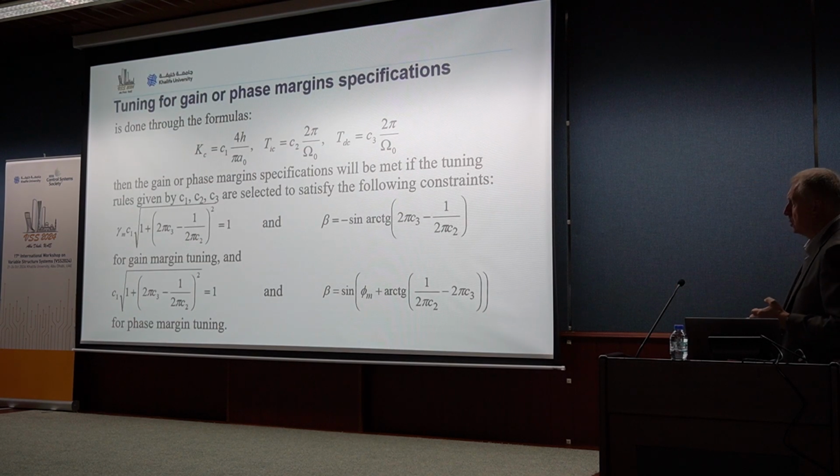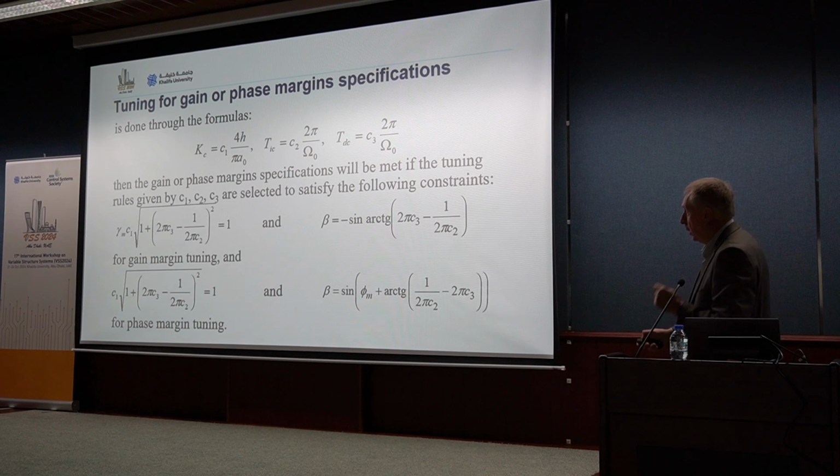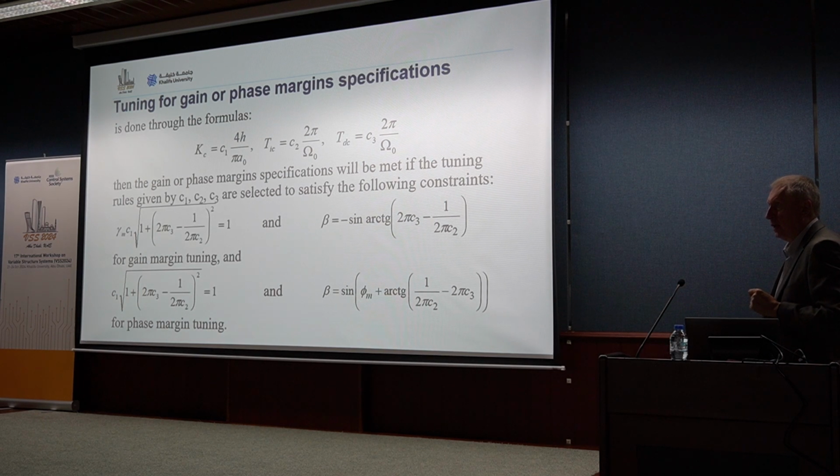Now, if we measure these oscillations, we will use these tuning formulas where we use the amplitude and frequency of the oscillations that we measure. If we first perform MRFT with this value beta, which satisfies these coefficients, and our coefficients C1, C2, and C3 in these tuning rules satisfy this equation, then we have a gain margin tuning with this value of gain margin. And if we select beta for the test satisfying this equation, and our C1, C2, C3 satisfy this equation, then we have phase margin tuning with this value of phase margin.